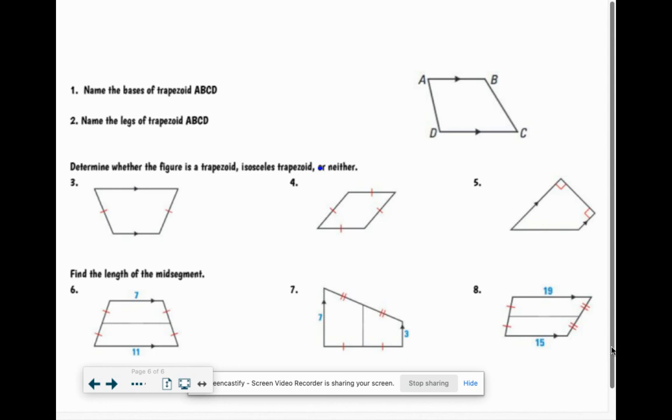Name the bases of our trapezoid. Remember, those are the ones that are parallel. So that would be like A, B, and B, C. Are we doing one side? Yeah, it goes quick. You guys will have plenty of time to hang out after. Now the legs would be the other 2 sides.